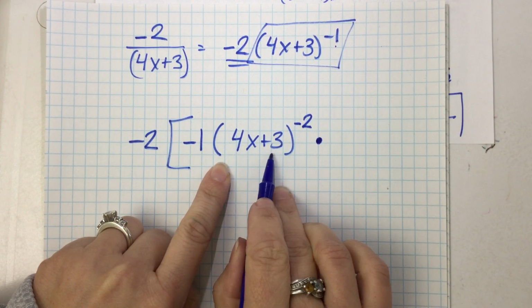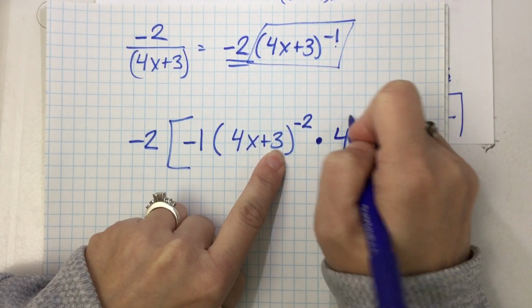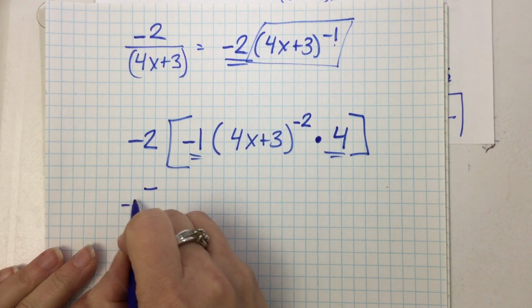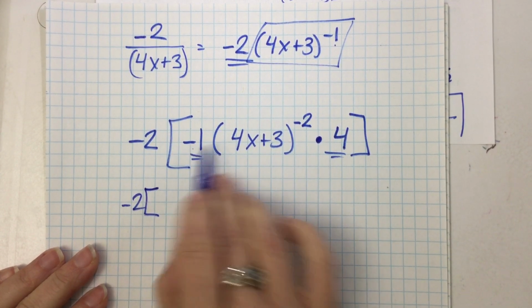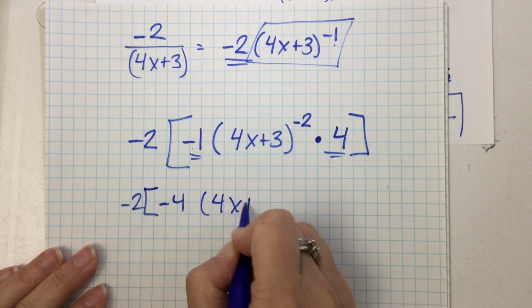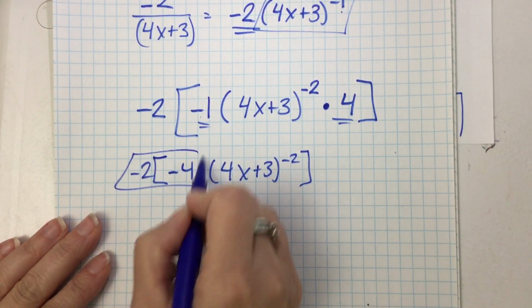This is a linear function. The derivative of 4x is 4. The derivative of a 3 is 0. I can multiply those two values together. So I have -2 out front. -1 times 4 is -4. 4x plus 3 to the negative power of 2. Last step.